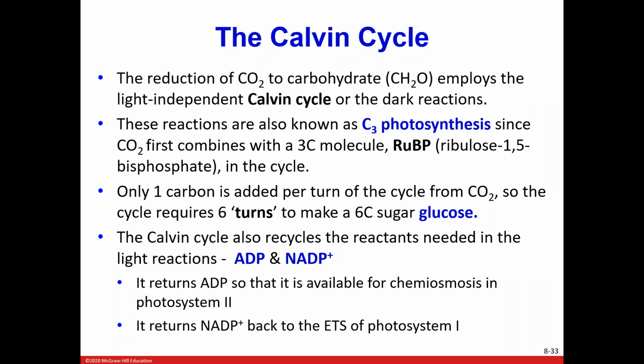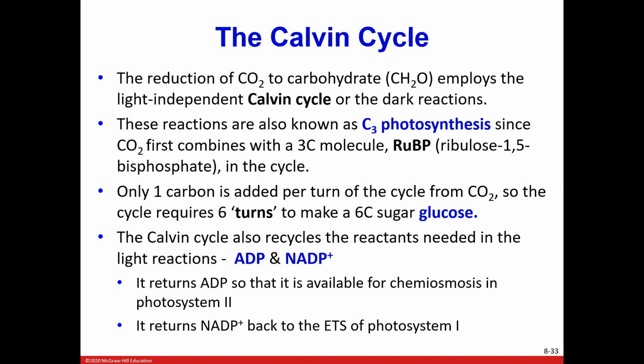Only 1 carbon is added per turn of the cycle from the CO2, so the cycle requires 6 turns to make a 6-carbon sugar. This is an important point. You have 1 carbon here in CO2, right? There are 6 carbons in glucose. So it makes sense you'd have to go through the cycle 6 times, right? You keep adding to make 1 glucose, because 1 times 6 is 6, right?